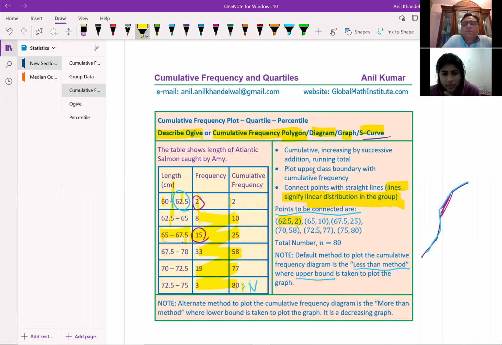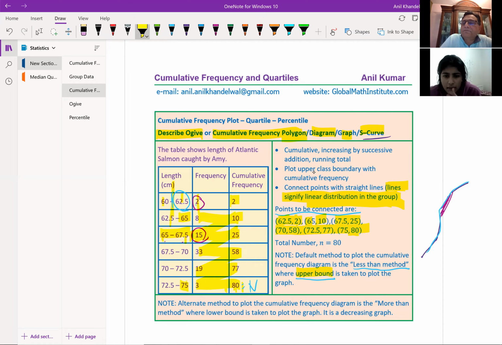Because you took the cumulative frequency, you get a coordinate point, right? Upper bound 62.5, cumulative frequency 2. Upper bound 65, cumulative frequency 10. I get the next coordinate point. I have to draw the cumulative frequency polygon or diagram, whatever, right? So these are the 6 set of points from the 6 intervals. Last one being at 75, I got 80. So that is my last point, 75, 80.